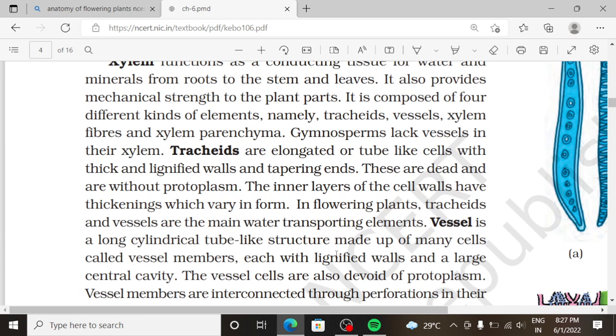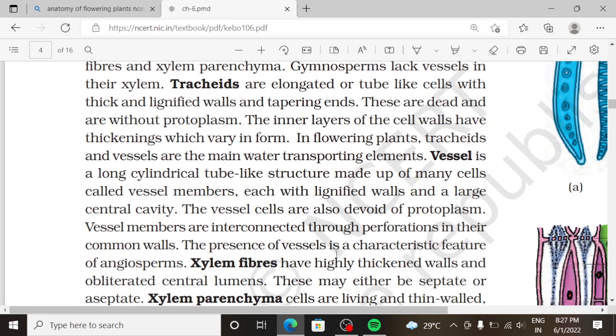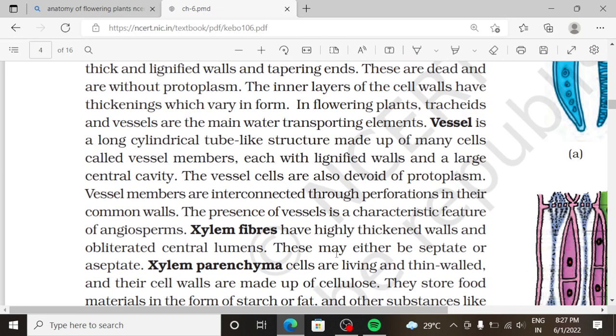It is composed of 4 different kinds of elements, namely tracheids, vessels, xylem fibers and xylem parenchyma. Gymnosperms lack vessels in their xylem. Tracheids are elongated or tube-like cells with thick and lignified walls and tapering ends. These are dead and are without protoplasm. The inner layers of cell walls have thickenings which vary in form.